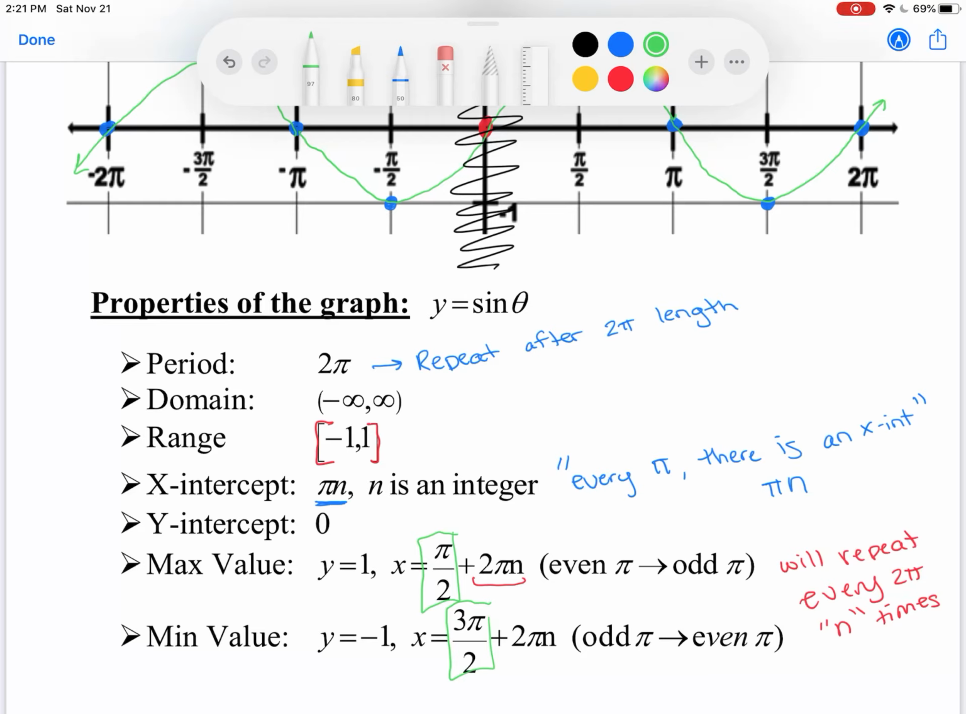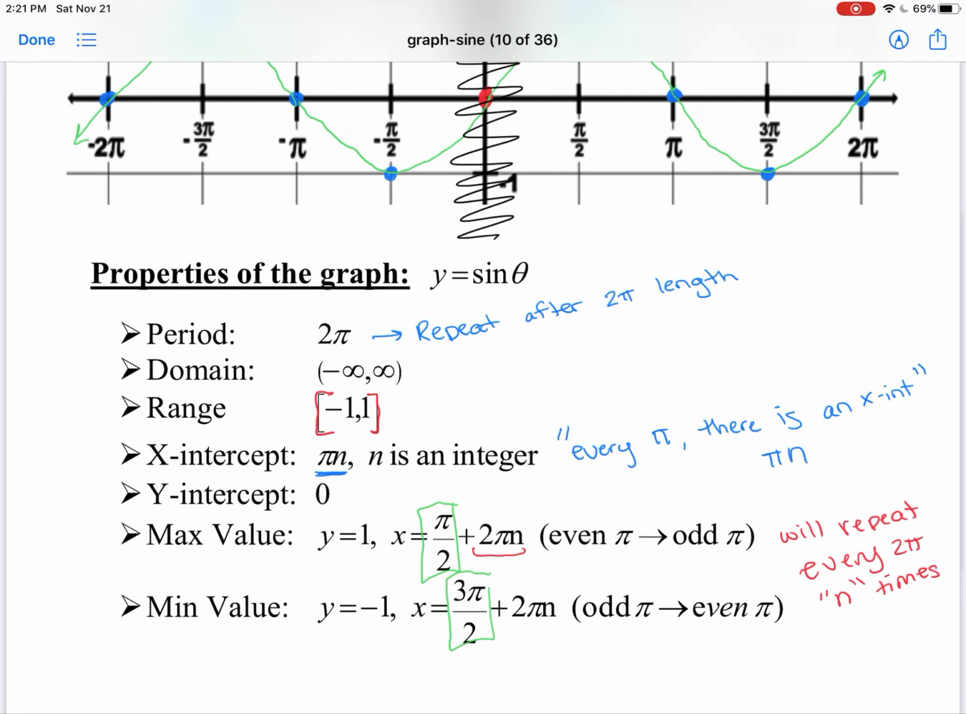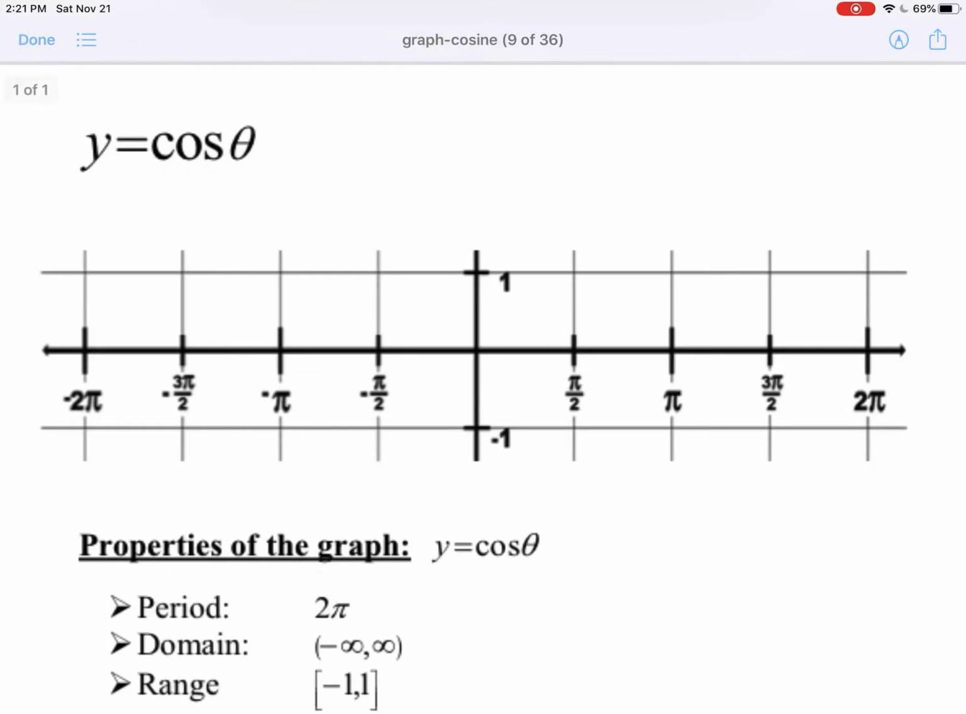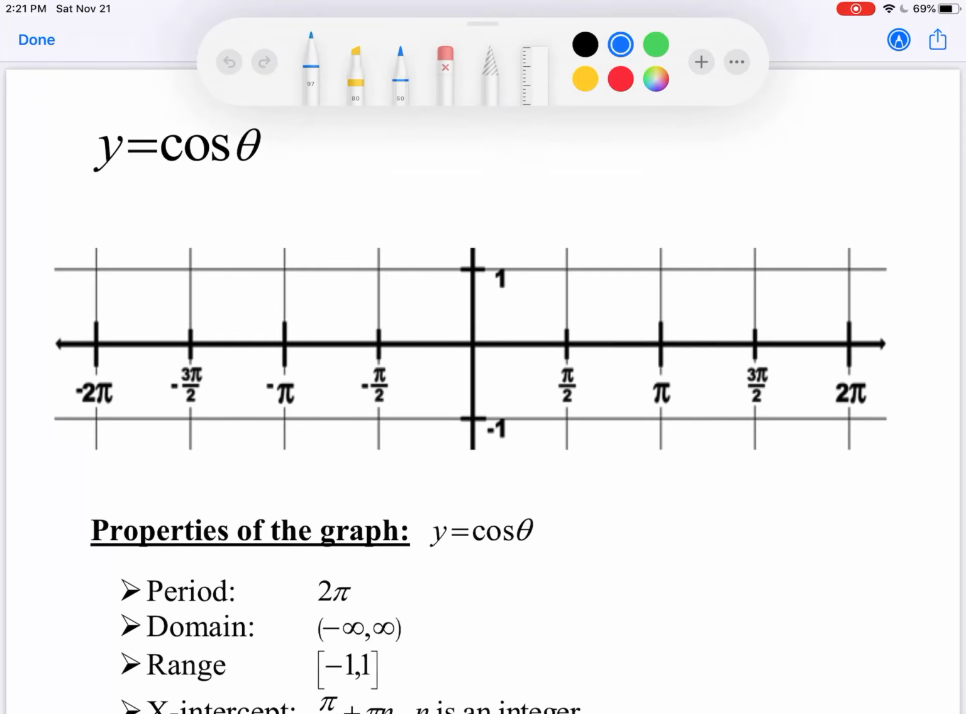So your minimum value this time, the lowest point on the graph, is going to be at negative 1 for your y value. And then that is going to occur when x equals 3 pi over 2 plus every single period after that. And our period, of course, was 2 pi, but we have to put an n with it as it will keep occurring over and over from there. So that is our sine graph.